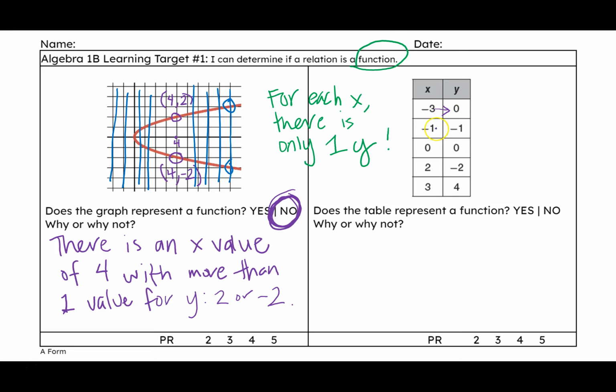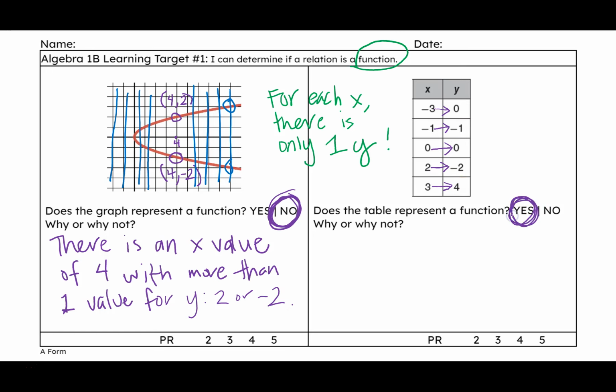Let's try the next one down, -1. -1s should only map to -1. Let's see, do I have any other -1s here to check? Nope, I don't. So in this case, -1 always maps to one answer, that's -1. 0 maps to 0. There's no other zeros here to check. 2 maps to -2. 3 maps to 4. I don't even have any duplicate numbers in my x to see if they get different values of y. So in this case, each value of x has only one corresponding y value.